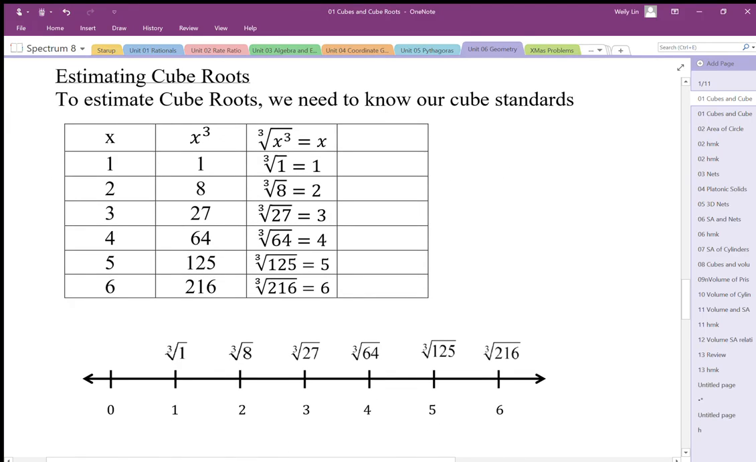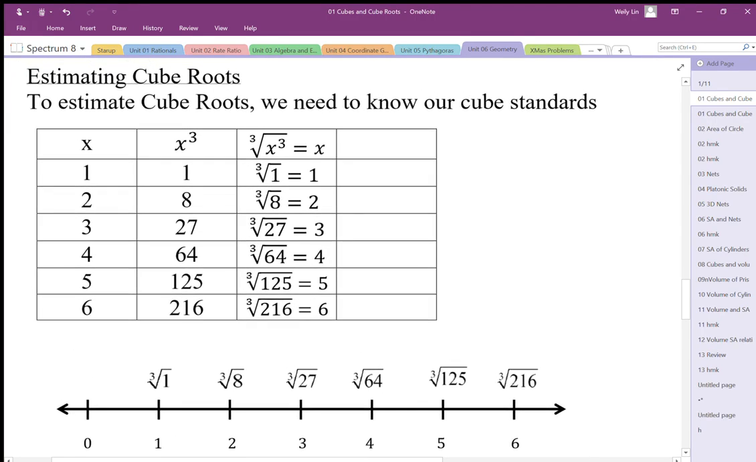So when we are estimating cube roots, we really need to have some standards to work with. So you need to know your perfect cubes. Now, I think it's by grade 8 we really should know up to there, up to 4 cubed is 64. We probably should be familiar with these, but sometimes if you have to go to a calculator for these ones, it's not too bad. But if we have 1 cubed equals 1, the cube root of 1 equals 1.